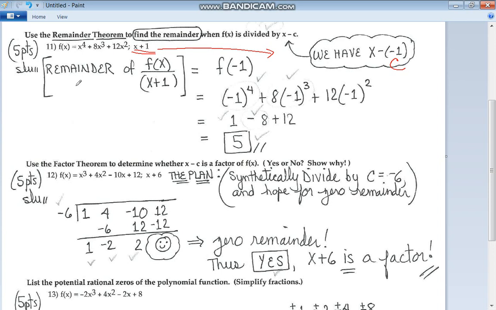So we are trying to find the remainder using the remainder theorem. The remainder theorem says that the remainder of f of x divided by x plus 1, or x minus c, which in this case is negative 1, is equal to f of c. In other words, f of negative 1. So go ahead and evaluate f of negative 1 and you get the number 5. That is the remainder of this division problem.